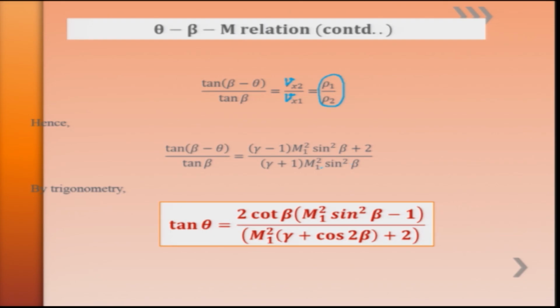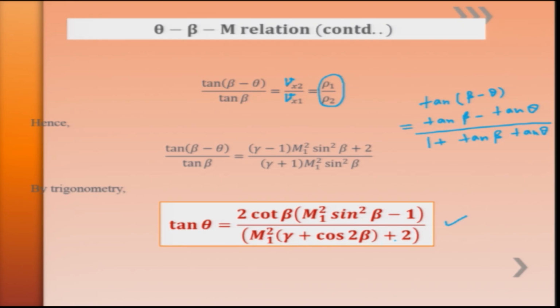Now, using again the trigonometric relationship for tan of beta minus theta, I can open this as tan beta minus tan theta divided by 1 plus tan beta into tan theta. Using this relationship on this side and solving, I can get this form: tan theta is equal to 2 cot beta times (M1 square sin square beta minus 1) upon M1 square (gamma plus cos 2 beta) plus 2.